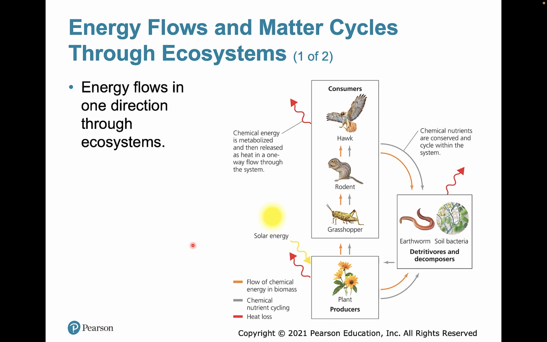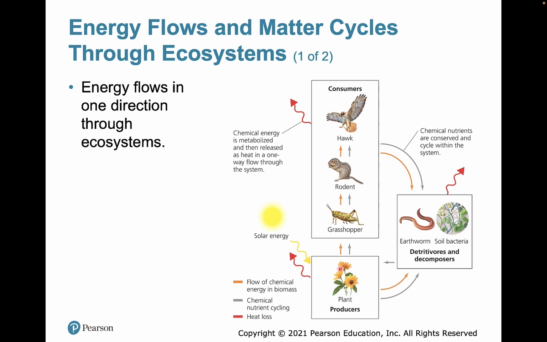Okay, another super important concept. We talked about consumption in the last lecture, and food chains and food webs. That is the flow of energy. Energy moves from one organism to the next through consumption. So the energy from the plant goes to the grasshopper, the energy from the grasshopper goes to the chipmunk or rodent, and the energy from the rodent goes to the hawk. Remember, only 10% of that energy gets from one trophic level to the next. So don't be surprised if you see questions related to the math for that.